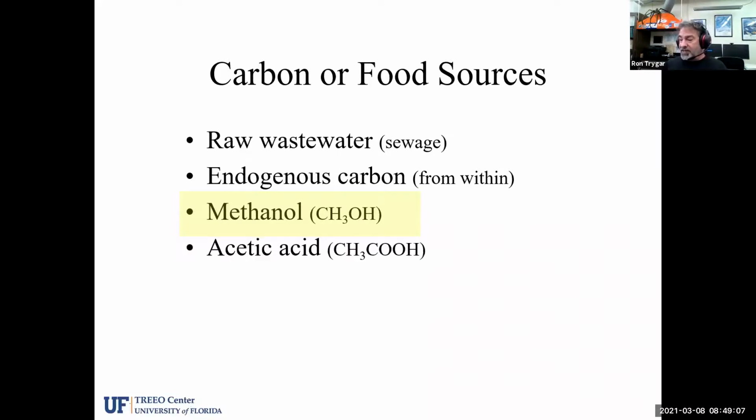Another one on the list is acetic acid. Obviously, the word acid kind of brings to the point that it is similar in case to, say, strong vinegar.